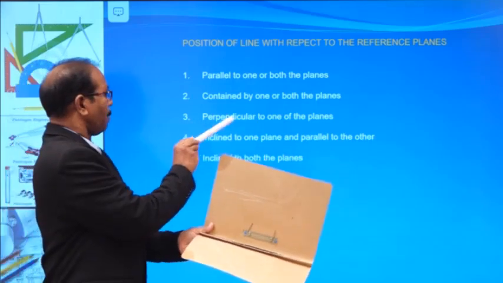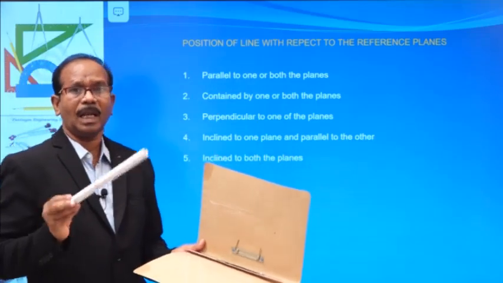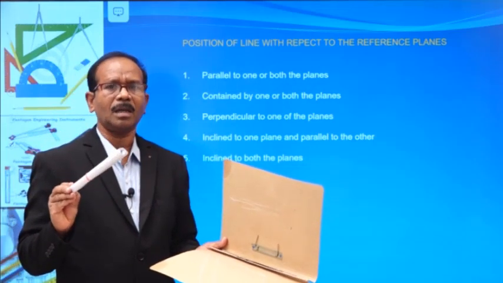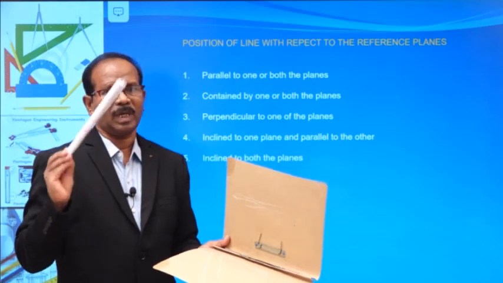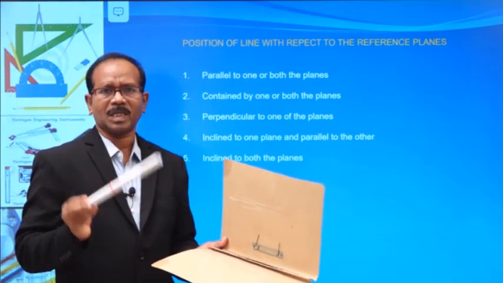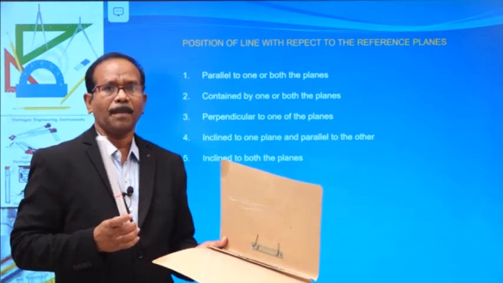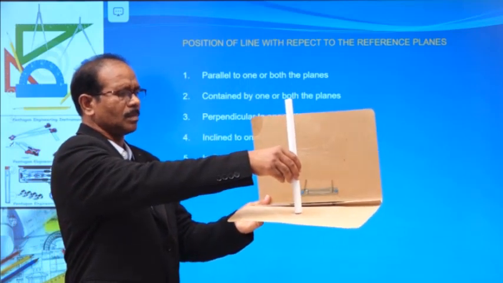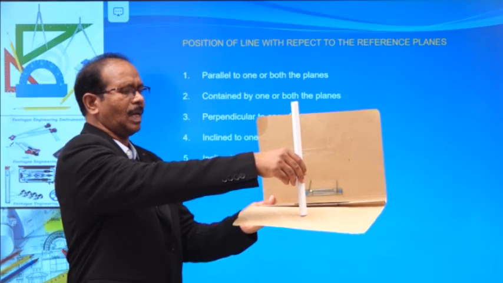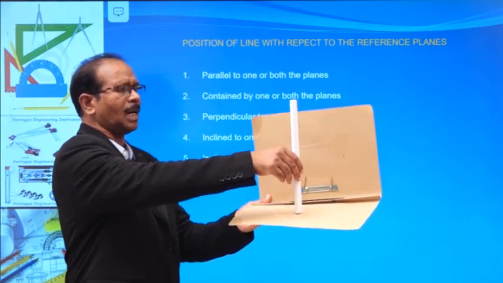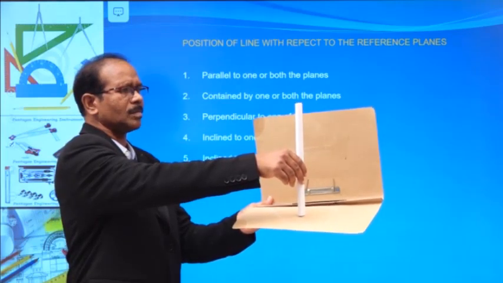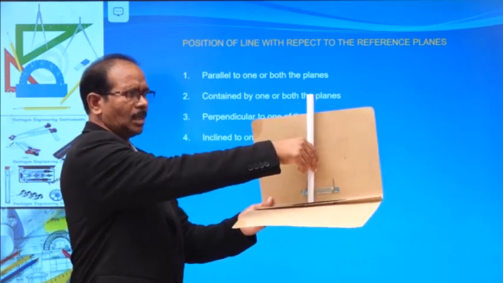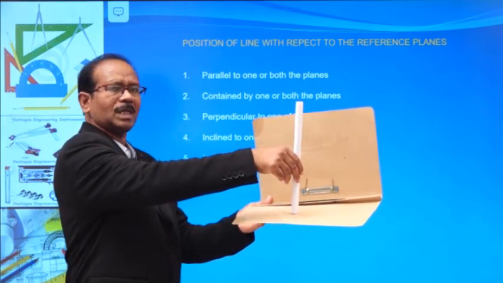Let's see the perpendicular, a line perpendicular to the horizontal plane or perpendicular to the vertical plane. Let's see the first condition. Line perpendicular to horizontal plane, parallel to vertical plane. The front view is a line, the top view is a point.